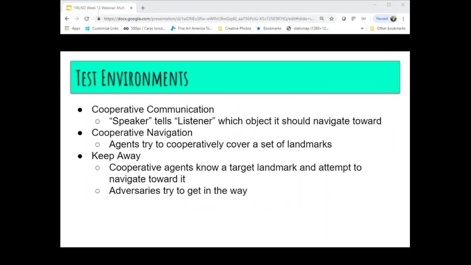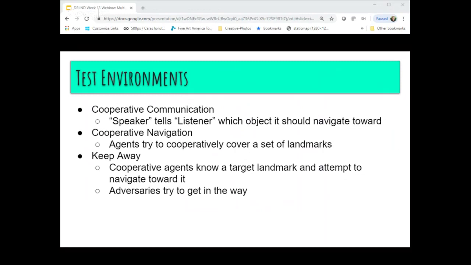In this environment, there are a couple of different agents. One is a speaker, one's a listener, and the speaker basically tells the listener which of the other objects or landmarks in the environment the listener should try to navigate towards. And so this is a cooperative environment. A second cooperative environment is called cooperative navigation. In this one, there's just a set of cooperating agents and a set of landmarks. And the goal is for all of the agents working together to cover all of the landmarks. So if they all happen to go to the same landmark, there'll be a lot uncovered.